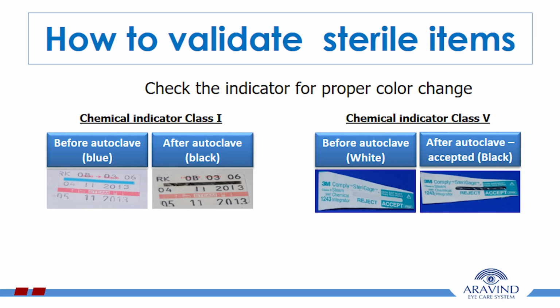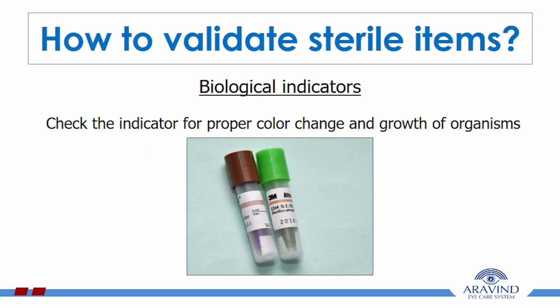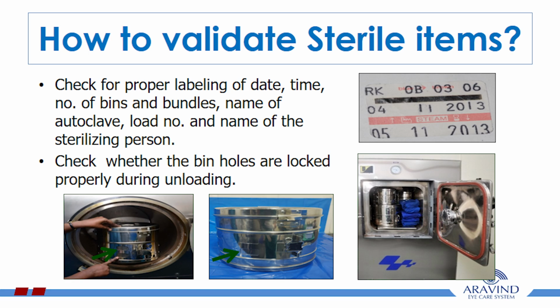Chemical indicator class 1: before autoclave, blue; after autoclave, black. Chemical indicator class 5: before autoclave, white; after autoclave, black. Biological indicators: check the indicator for proper color change and growth of organisms. This is an image showing the Bowie-Dick test pack.